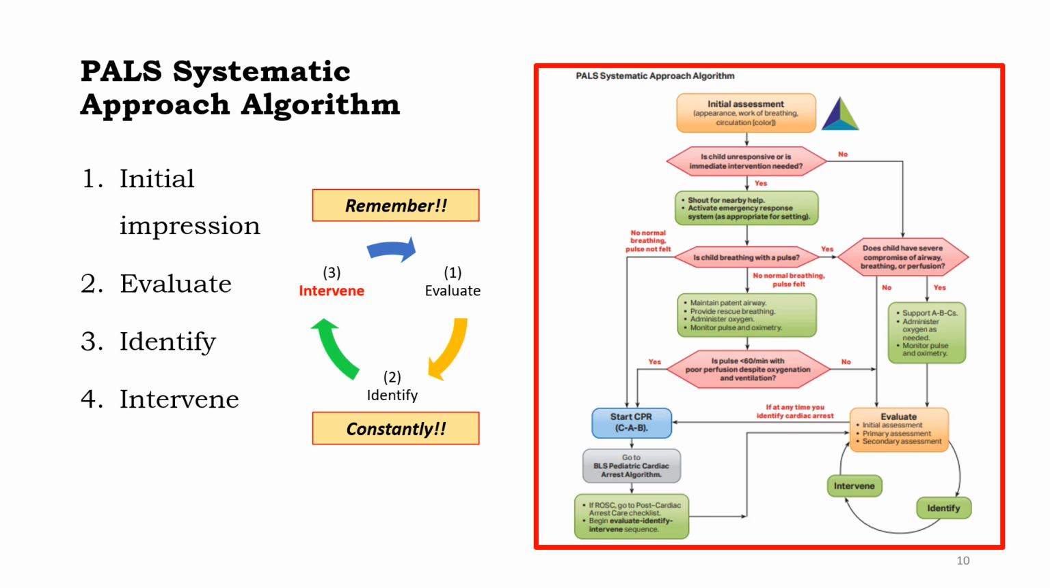Now you're going to move towards the evaluation step. So using the initial impression tool, you're able to identify whether this child is in need of any urgent intervention or not. If you look at the algorithm on the right side of the screen, you will see that after initial impression, the first question that comes up is the child unresponsive or in need of immediate intervention? If the child is not well, you will shout for help and you will activate the emergency response system, which means that you're going to assemble a team and you're going to put the child under the radar and start your assessment in details.